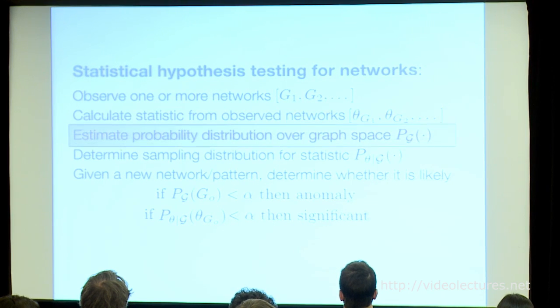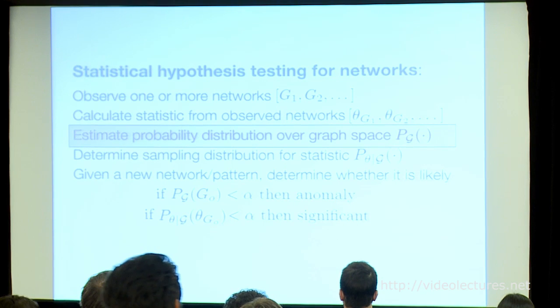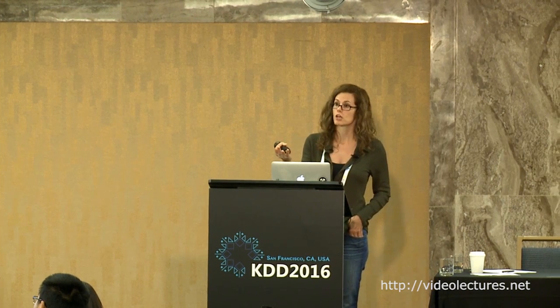You would either have an analytical distribution over the space of possible graphs that you could see, or you would want to estimate the probability distribution over those graphs, and then from that distribution over the kinds of graphs that we're likely to see, you would determine an empirical or analytical sampling distribution for the values of that statistic that you would be likely to see from these graphs in the underlying distribution.